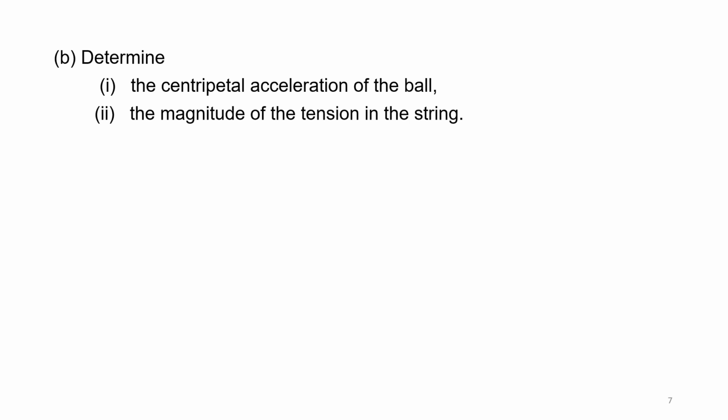Okay, next question B. Determine the centripetal acceleration of the ball, AC, and then the magnitude of the tension in the string, T. So first we write down the information we got from the question. The first one is m, mass, is 0.15 kilogram. And then next, the radius is 1.1 meter. And next one is the frequency, which is 2 Hertz.